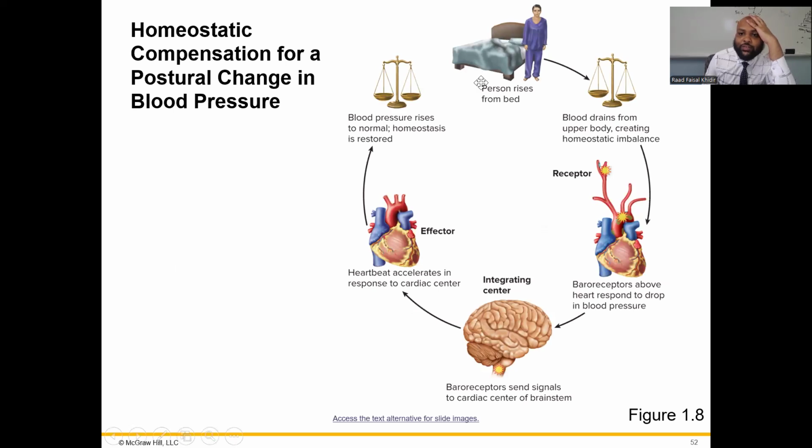So you rise from bed, the blood drains from the upper body, creating a homeostatic imbalance. Then that is detected by the baroreceptors. The baroreceptors above the heart respond to the drop in blood pressure. They send a signal to the integrating center, and then the heartbeat accelerates in response to the cardiac center, and that restores balance. You see, both are equal. Before, one was more than the other. Now both of them are equal, and the blood pressure rises to normal homeostasis.